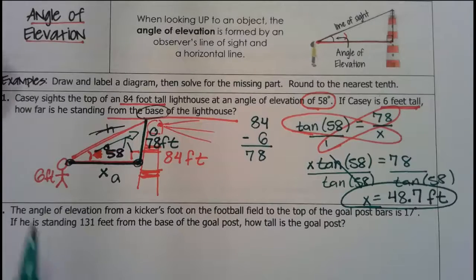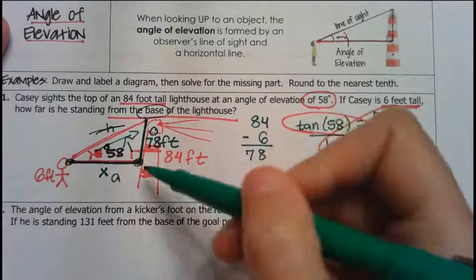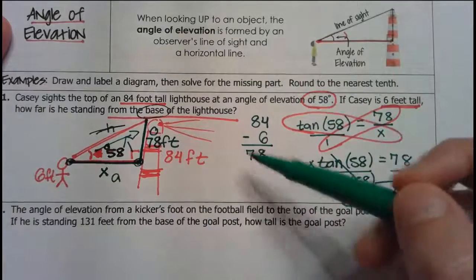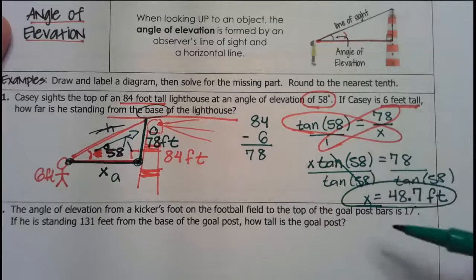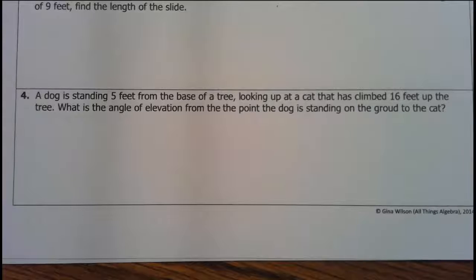So once again, what I did is I started by drawing my problem out, and then I have to identify what the actual triangle is. So we found the side of the triangle that we were given the information for, and we came over here and solved it just like we did last week. Skip down and do number 4 next. I'm going to leave numbers 2 and 3 for you to do.